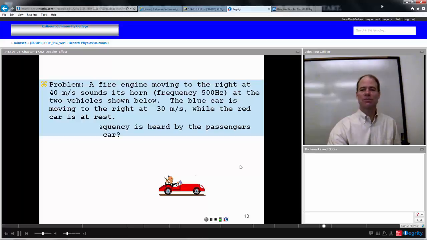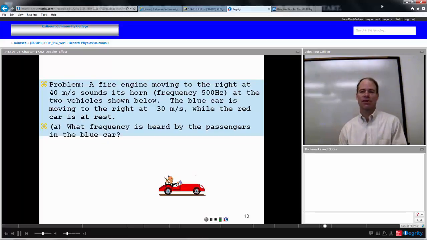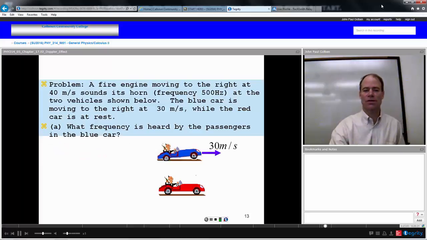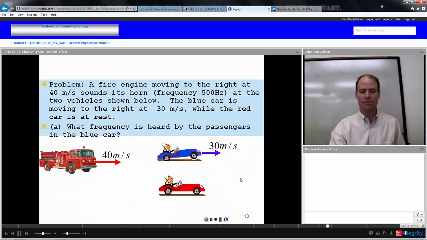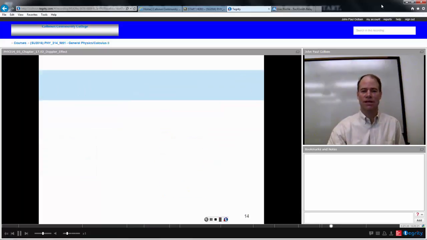Problem: a fire engine moving to the right at 40 meters per second sounds its horn, frequency 500 hertz, at two vehicles shown below. We have a red car that's stationary, and we have a blue car that's moving at 30 meters per second at that moment, passing the red car. And a fire engine moving at 40 meters per second. So in a relative sense, the distance between the fire engine and the two cars is getting smaller in either case, so we should observe a higher frequency in either case.